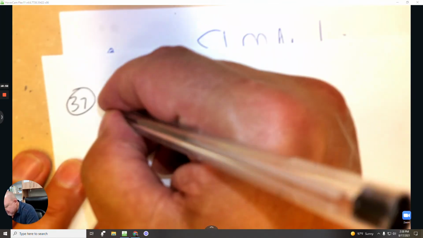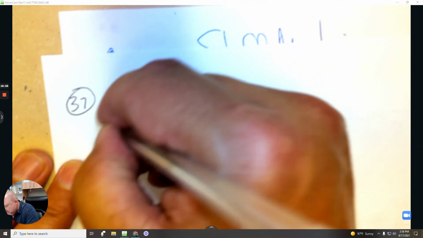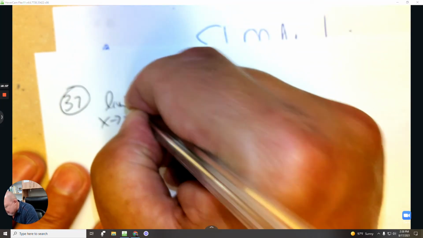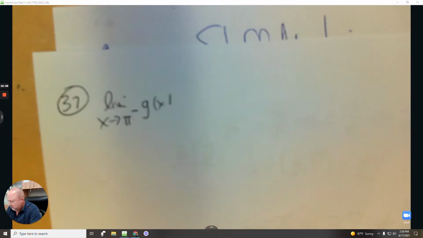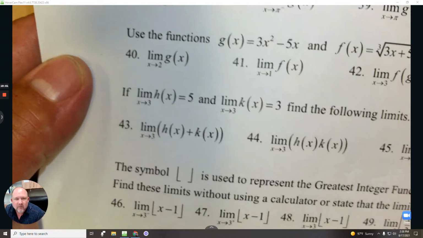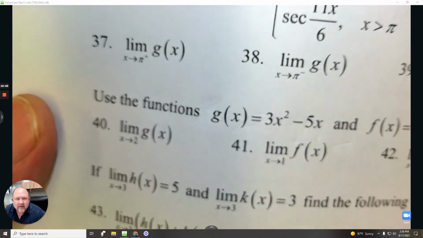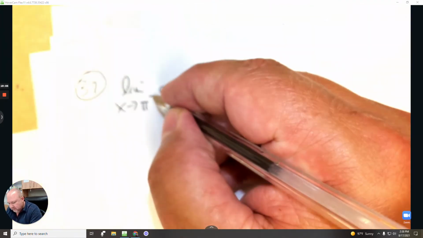In 37, you have a piecewise function. And it says find the limit as x approaches pi from the left of g at x. Or is it from the right? Maybe my eyesight's going. Is that a plus sign? That's a plus sign. All right. So from the right.